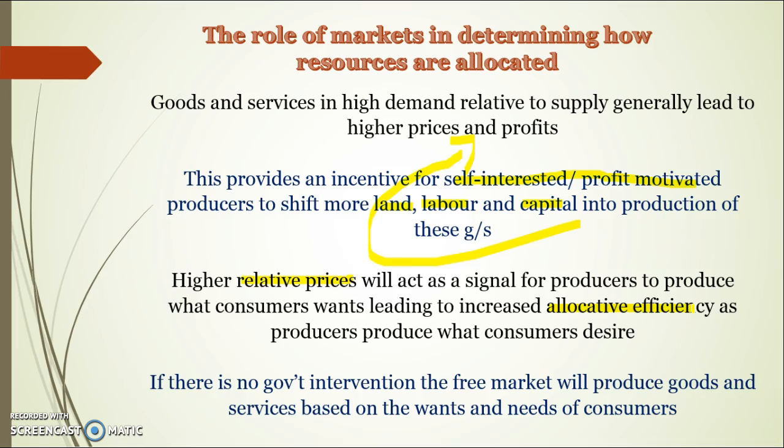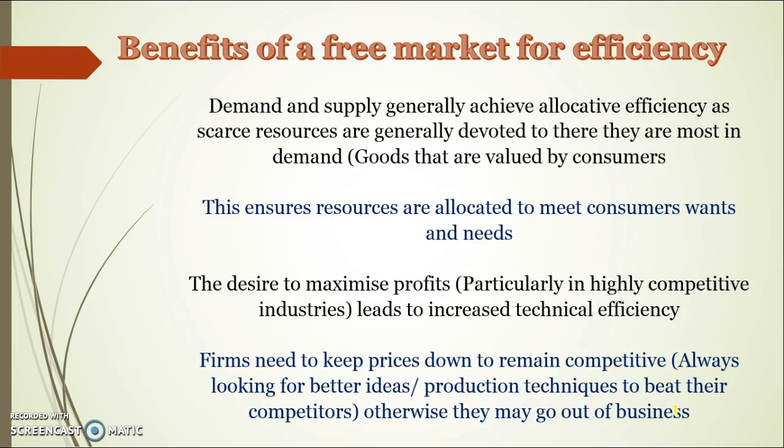So a higher relative price will act as a motivator for self-interested, profit-motivated individuals to shift land, labour and capital resources into the production of those goods and services, therefore more effectively meeting consumers' desires. If there's no government intervention, the free market will produce goods and services based on the wants and needs of consumers. That's the benefit for allocative efficiency. It's not all good, but it is good because consumers get what they want.